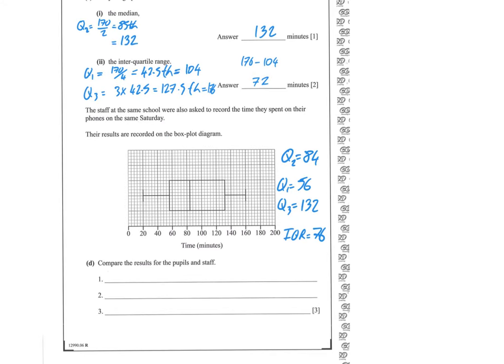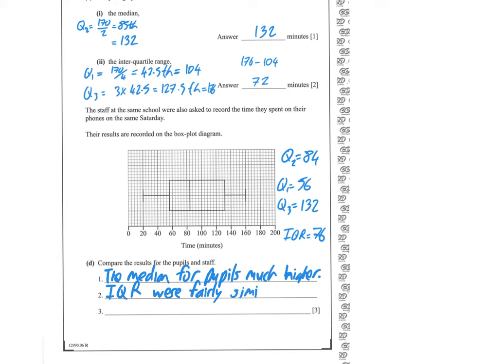Okay, so we have to try and get three comparisons. First one will say the median for the pupils is much higher. Interquartile ranges were fairly similar, we'll say, fairly close.